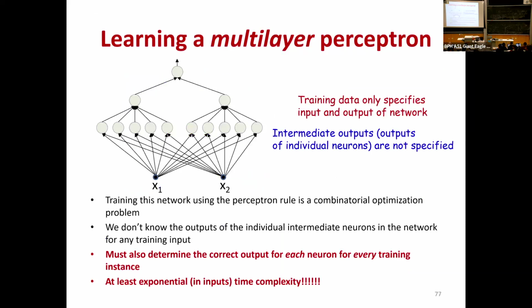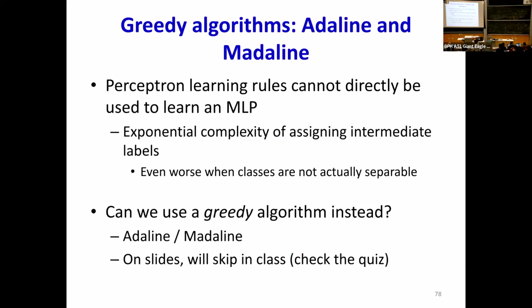And so this is the problem. Training this network using the perceptron rule is a combinatorial optimization problem. We don't know the outputs of the individual neurons for every one of the training instances. We need to relabel them and search through the space. So we must also determine the correct output for each neuron in every training instance, which is at least exponential in the size of the inputs. And so this is not a feasible solution.